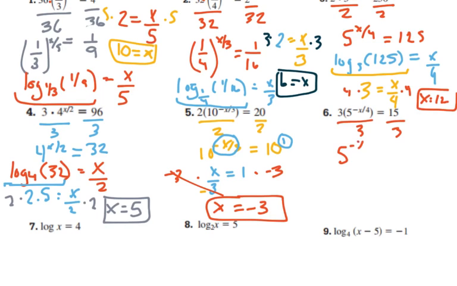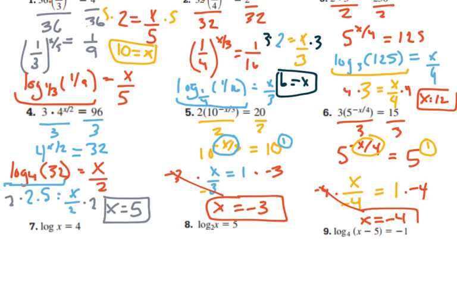So, 5 to the negative x over 4 is going to equal 5. And just as we did in the previous problem, that means that that exponent of x over negative 4 is going to equal 1, which we can multiply both sides by negative 4 to cancel the 4s and give us negative 4 as the answer.